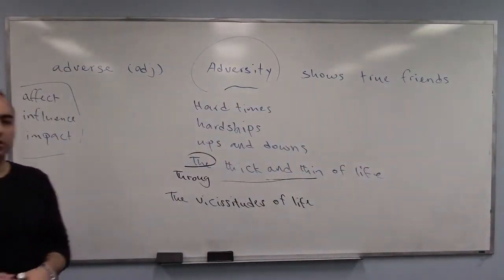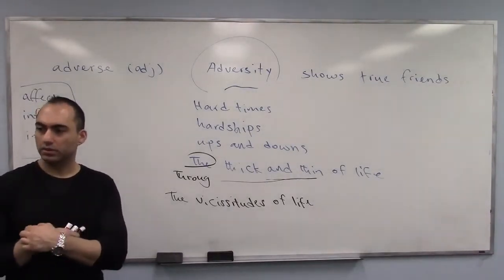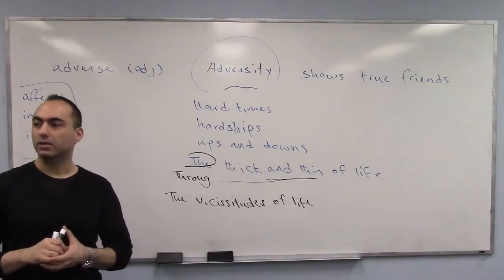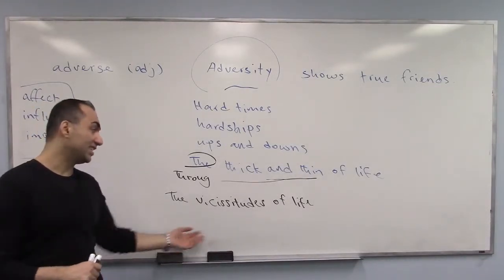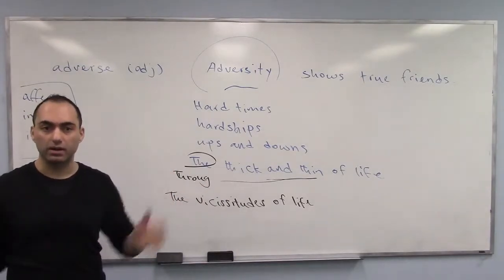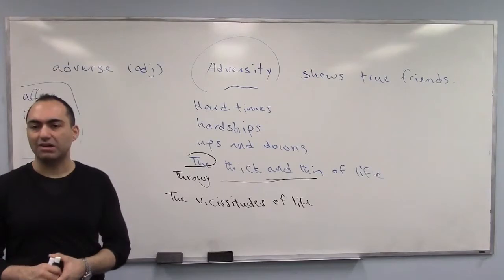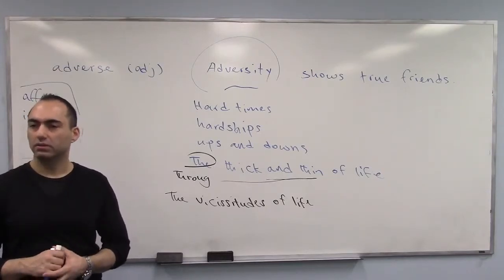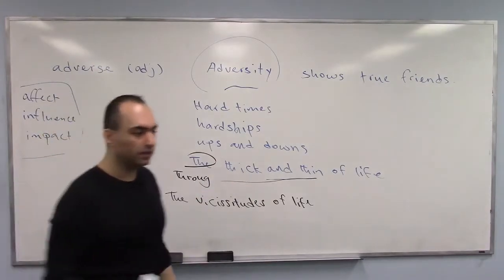Some words look big, they're not that big, and if you use them in your writing, especially in your writing, that helps a lot. I mean, the vicissitudes of life may sound like a big word. It means ups and downs of life. But ups and downs are so informal, and it's pretty much like thick and thin of life. You know thick and thin?